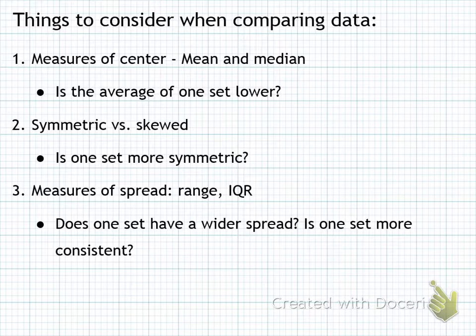First of all, we probably want to look at the measures of center, so the mean or average and the median. Okay, the mean is going to tell us, is the average of one set lower or higher than another? And the median will tell us how we can split the data in half. So is the lower half of the first set of data close to where the lower half is of the other set of data, and so on.